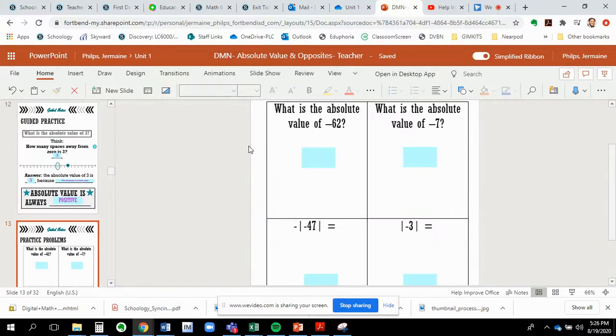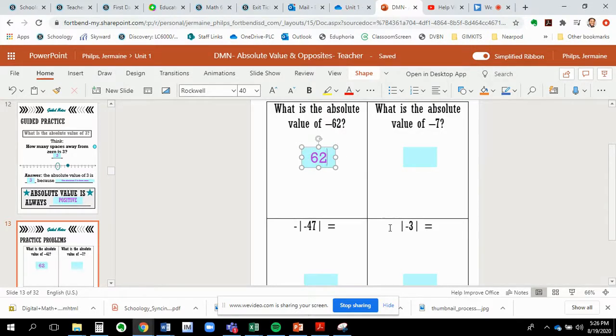So let's do a few examples together. We're going to do just 2 examples here, and you guys can do the rest. What is the absolute value of -62? Like we said before, we're thinking how many spaces away from 0 is -62? That means we're measuring the distance, and we know distance is always positive, so the absolute value of -62 is 62.